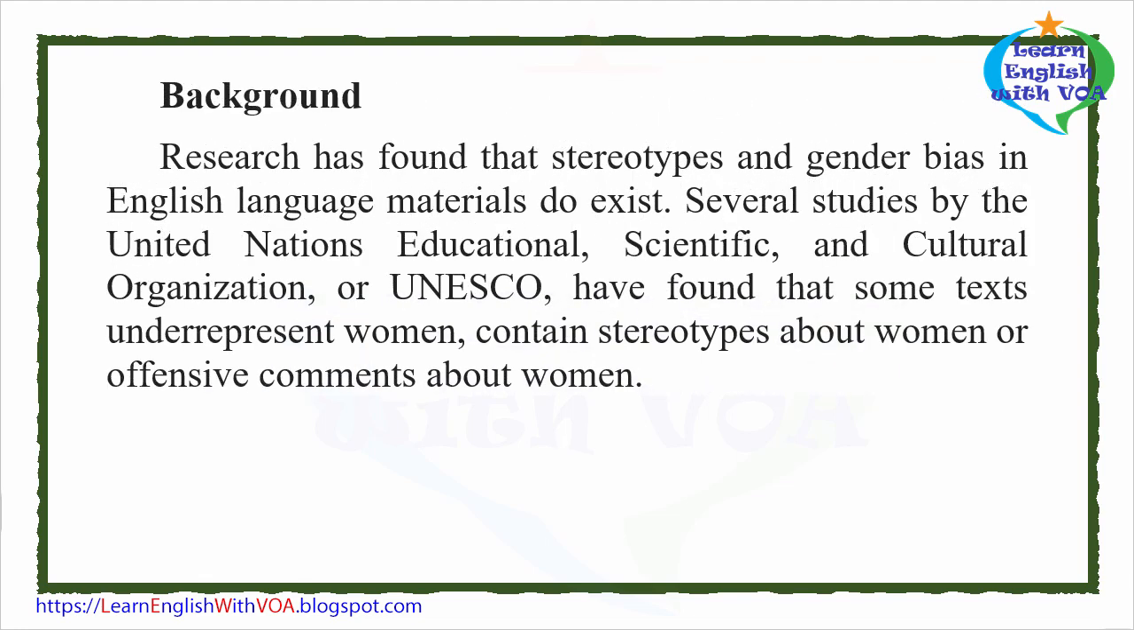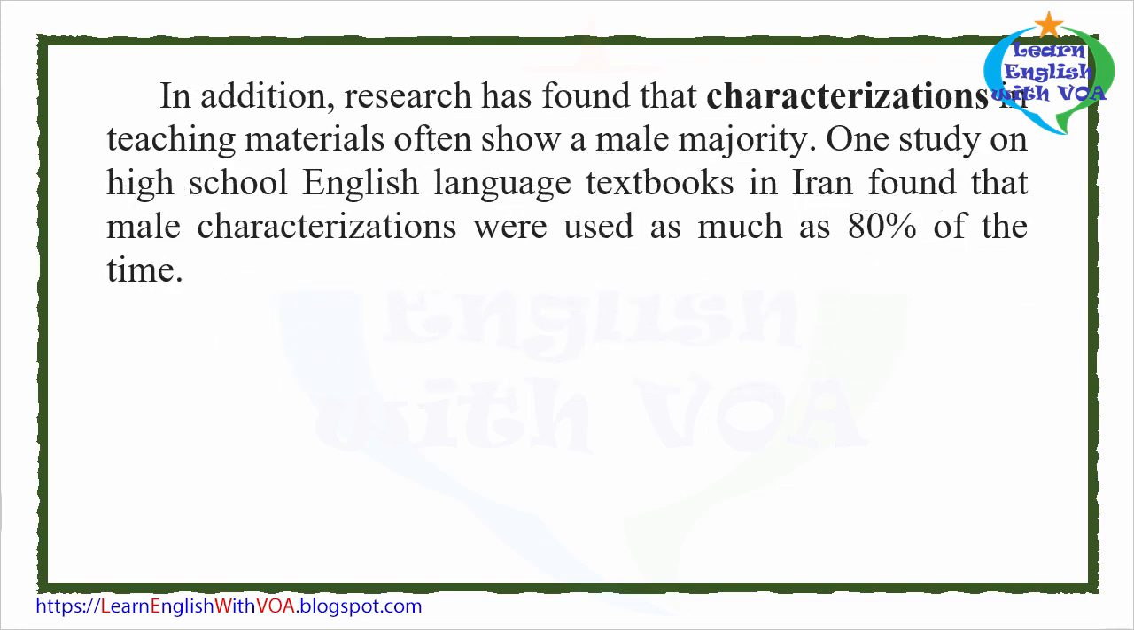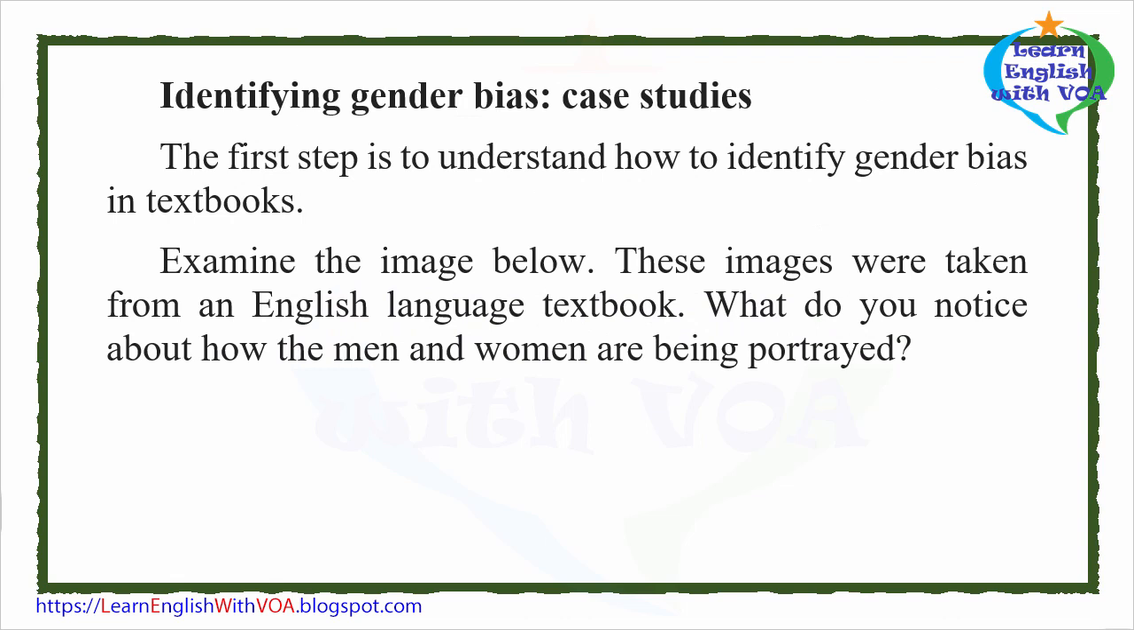Research has found that stereotypes and gender bias in English language materials do exist. Several studies by the United Nations Educational, Scientific, and Cultural Organization, or UNESCO, have found that some texts underrepresent women, contain stereotypes about women, or offensive comments about women. In addition, research has found that characterizations in teaching materials often show a male majority. One study on high school English language textbooks in Iran found that male characterizations were used as much as 80% of the time. The first step is to understand how to identify gender bias in textbooks.